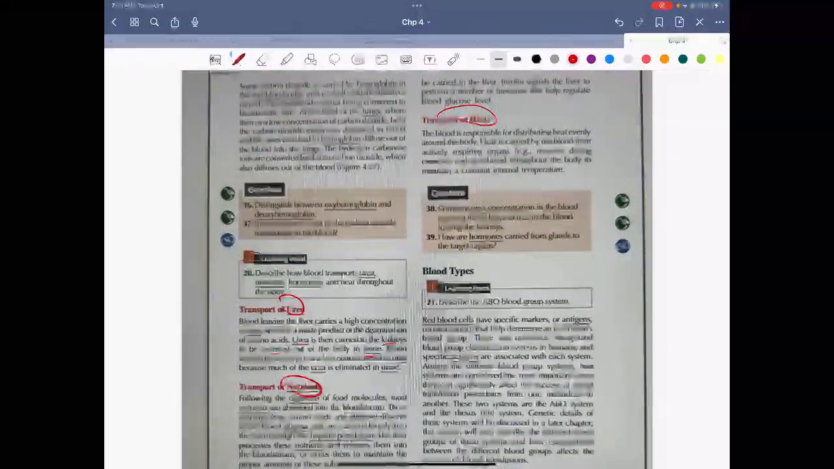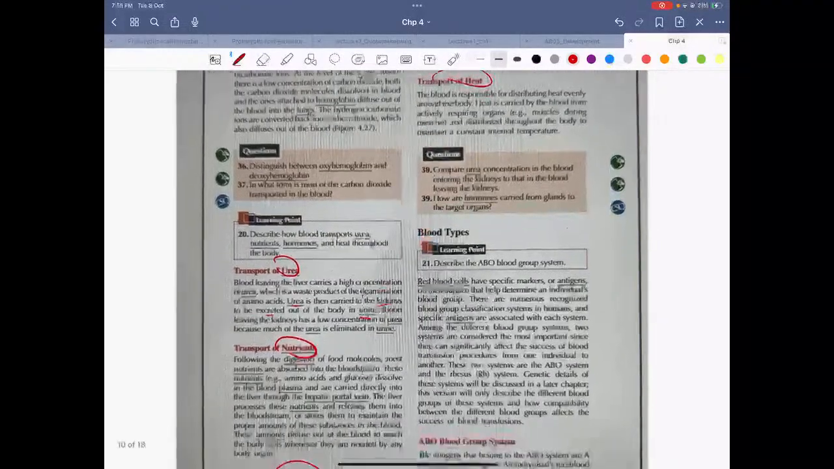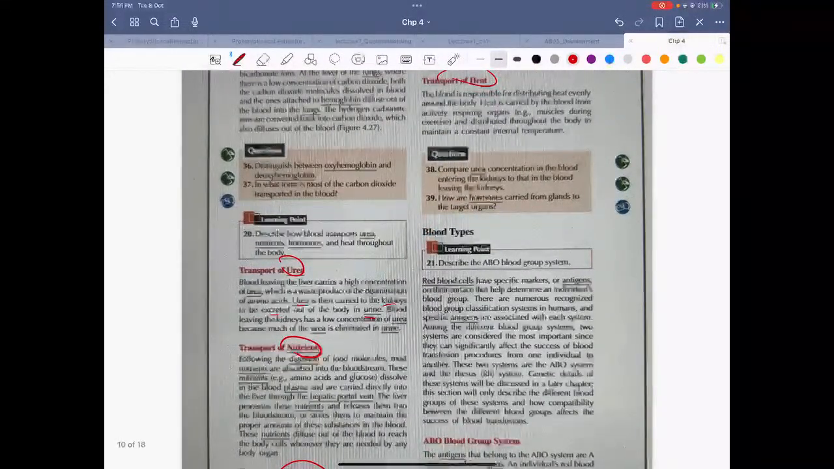If anyone has any questions, let me know before I move on. Yes, Anas, I saw your question. Now we're going to be looking at the blood types. If no one has any questions about the functions of the blood or the components of the blood, let's move on. Okay, I think we're all good.